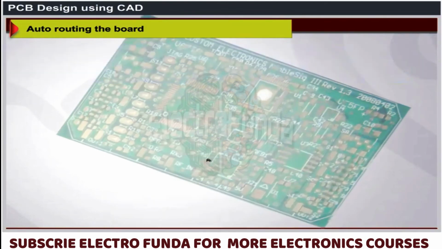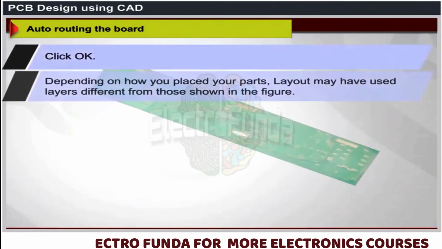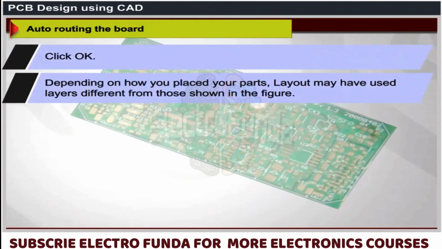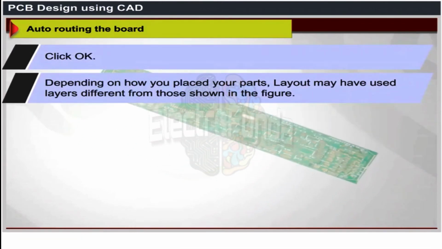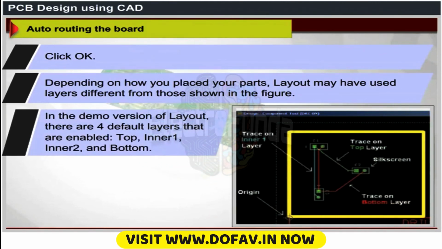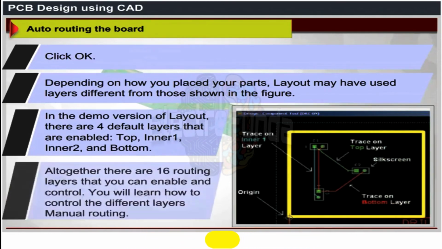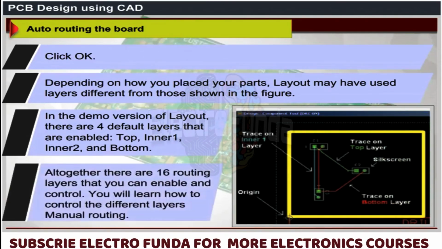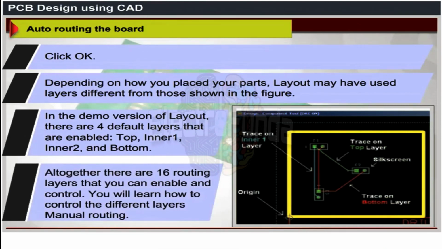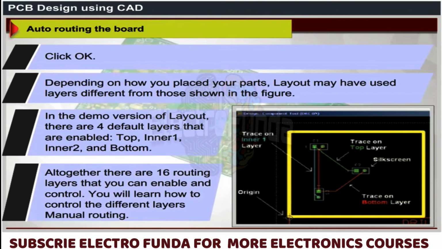Click OK. Depending on how you placed your parts, Layout may have used layers different from those shown in the figure. In the demo version of Layout, there are 4 default layers that are enabled: top, inner 1, inner 2 and bottom. Altogether, there are 16 routing layers that you can enable and control. You will learn how to control the different layers later.